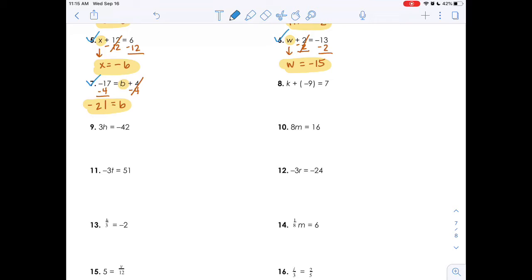Number 8 says k plus negative 9 equals 7. My variable is k, and I like to go ahead and simplify what's going on here so I don't have two operations. Plus a minus is the same thing as subtracting. So if I'm trying to solve for k, and I have a minus 9, I'm going to add 9 to both sides. Negative 9 plus 9 is 0, and 7 plus 9 is 16.